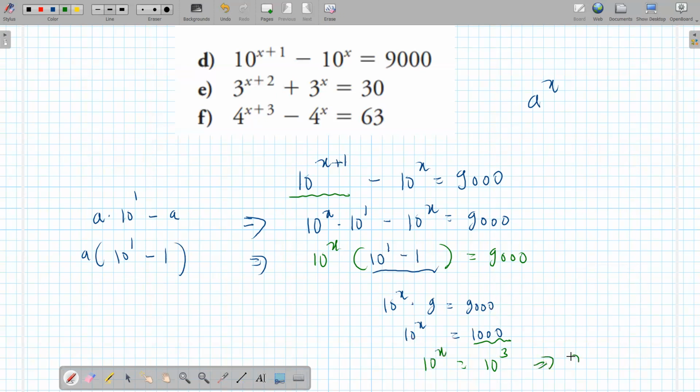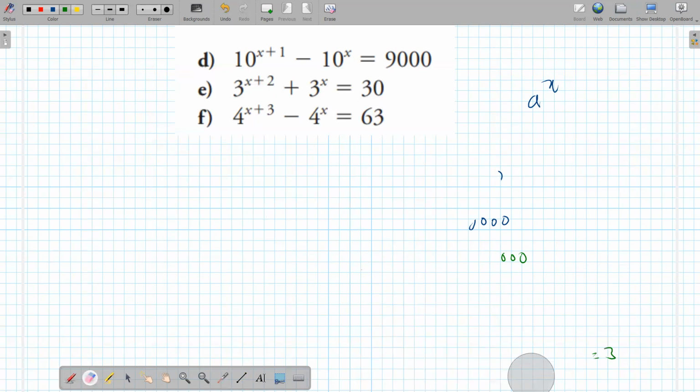So what's the final answer? What's x equal to? 3, and you're done. Okay, that's it. So here, you don't have to use a log. But if you can't write one side of the equation in terms of the other, then you would want to use logs. Or you could use logs either way, but this way you don't need a calculator, basically.